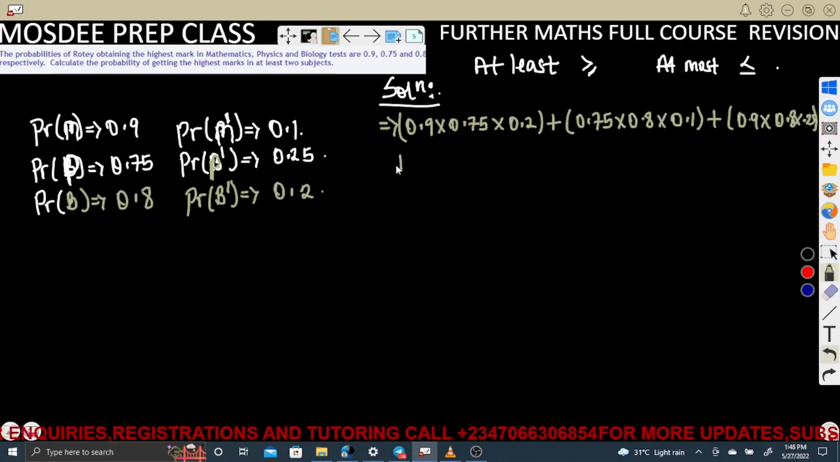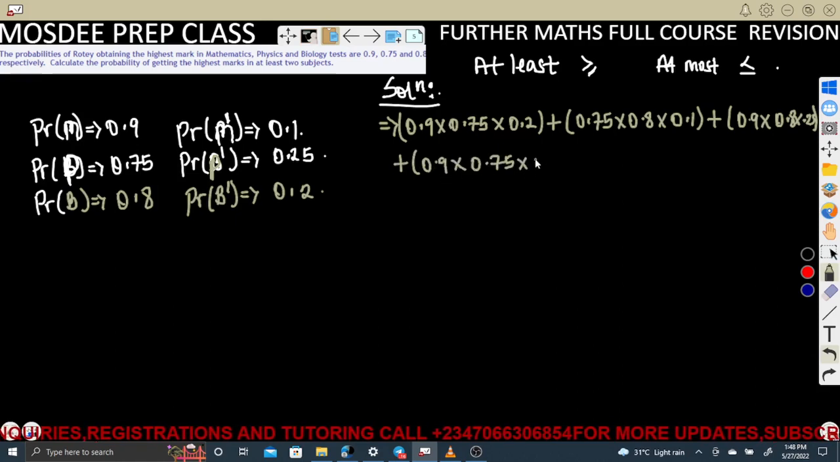So the last one that we had is 0.9 times 0.75 times 0.8. So please, these are the way. Greater than or equals to means 2 and above. So these are for two subjects. So it can be above the 2, which is all the 3, is also inclusive.